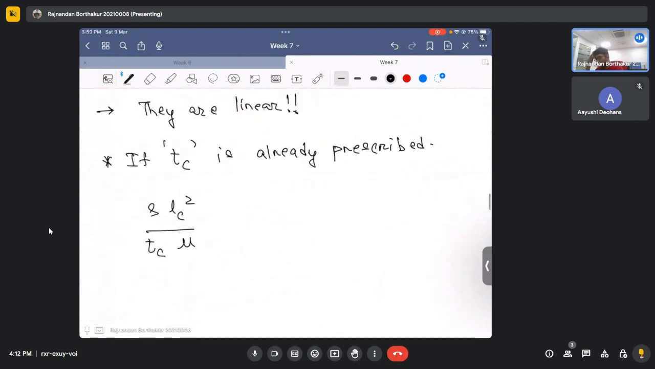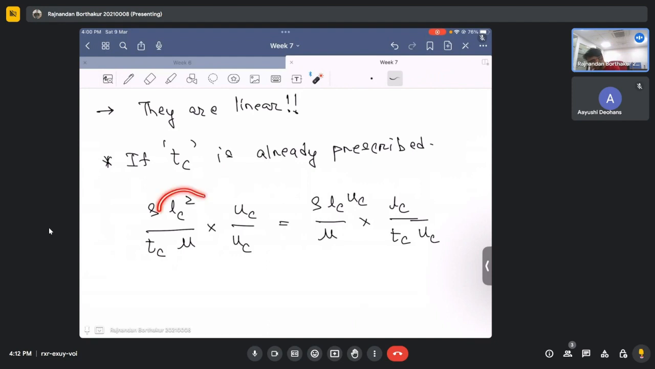Nevertheless, what we will do now is something like this. We will multiply this with a UC and divide it with a UC, and let's see what we end up with. So we'll just write rho LC UC by mu into LC, LC by TC times UC. This we can do, right?